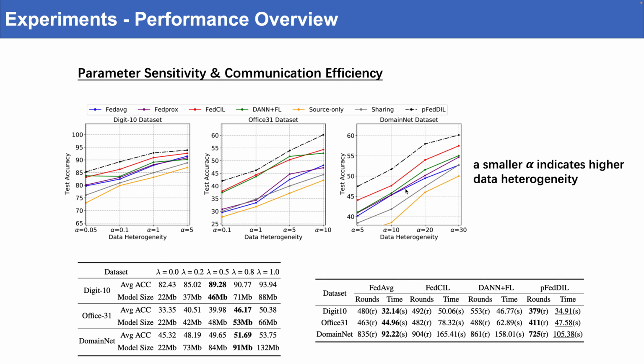Then, we conduct more research on the setting of hyperparameter lambda. From the left table below, PFAD-DIL consistently outperforms other baselines, even when lambda is simply set to 0.5 across all datasets, around 2 auxiliary classifiers per client in Digit10 or Office 31, and approximately 3 in Domain-Net. The flexibility of PFAD-DIL allows users to tune this parameter based on their specific requirements and constraints in real-world scenarios.